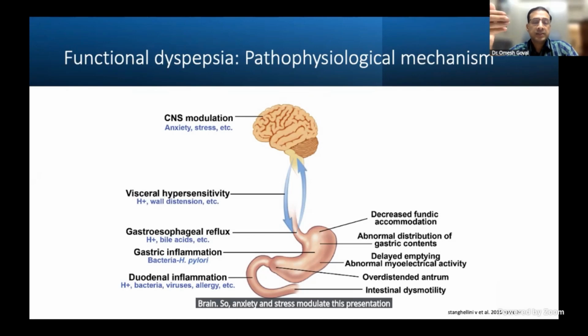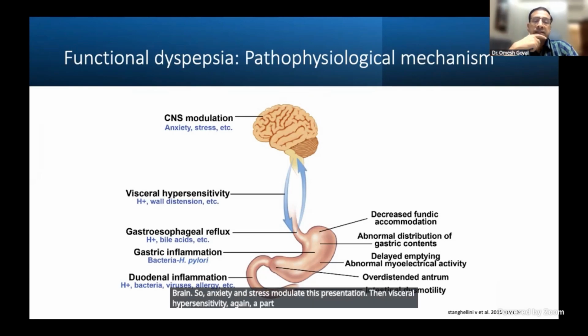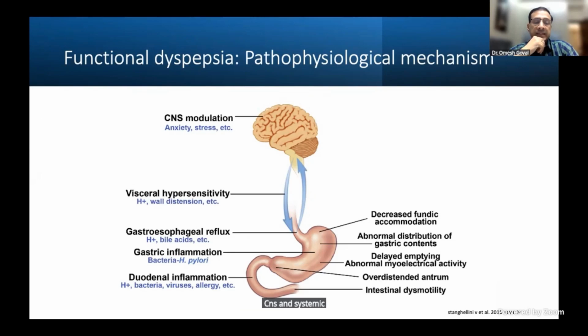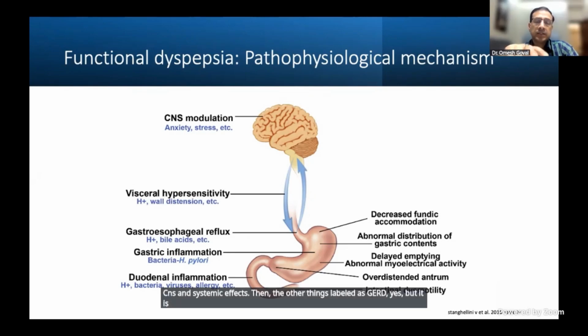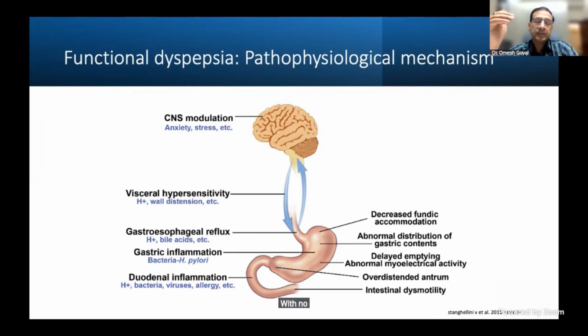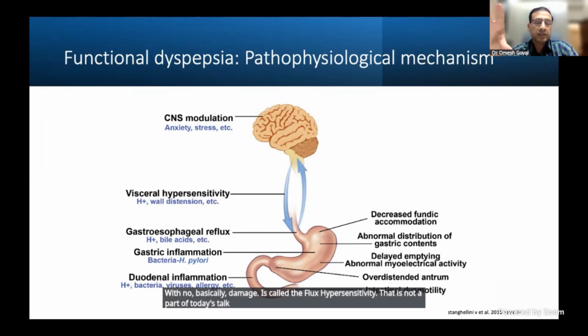Then visceral hypersensitivity, again a part of the increased CNS and systemic effects. Then the other thing labeled as GERD, yes, but it does not come into functional dyspepsia. But acid reflux with basically no damage is called reflux hypersensitivity. That is not a part of today's talk. We will not go into GERD at all.